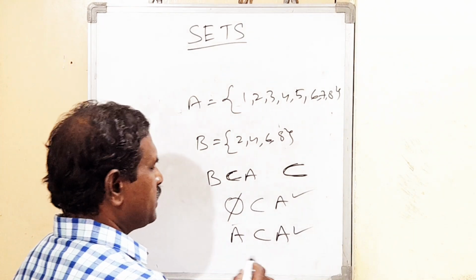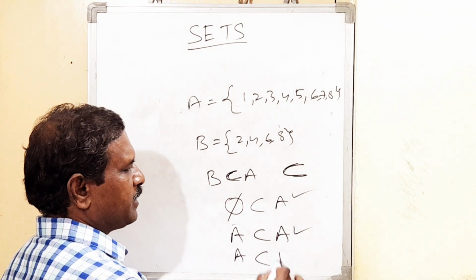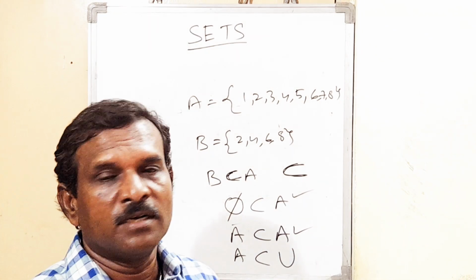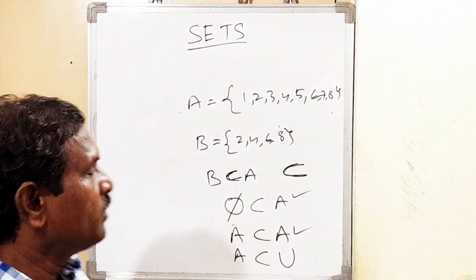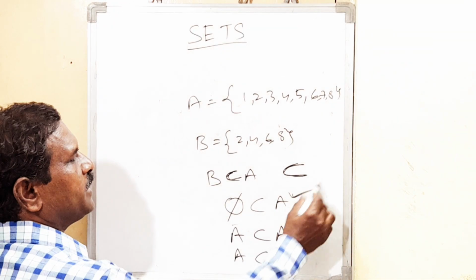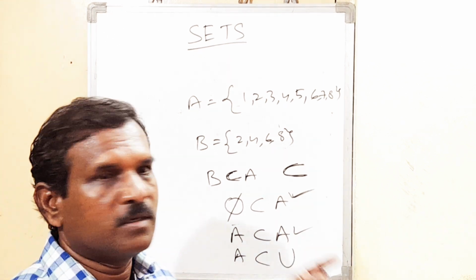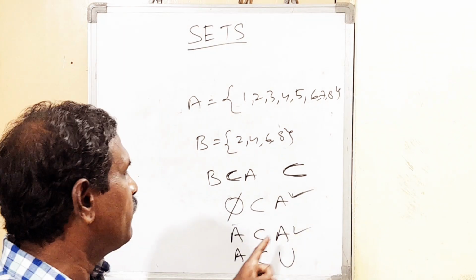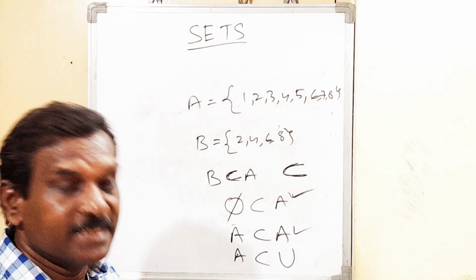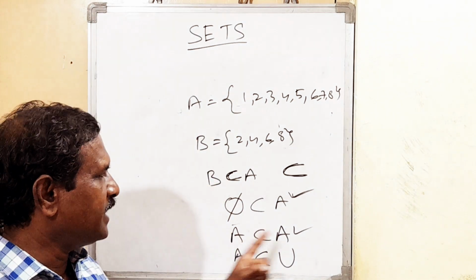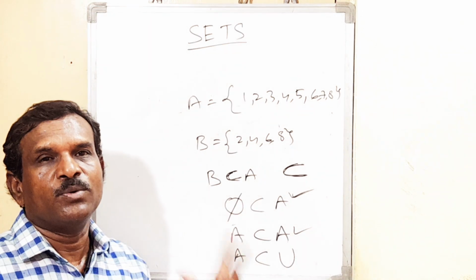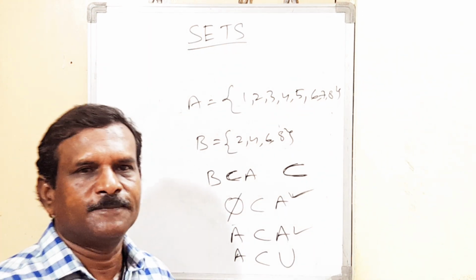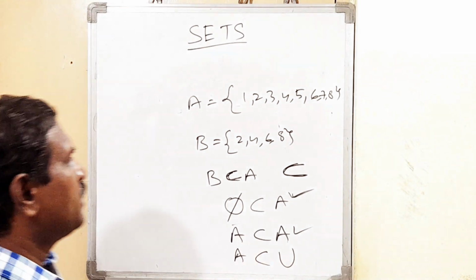And all the sets are subsets of the universal set. If there is a universal set, all these are its subsets. So this is a subset of U. So phi is a subset of all the sets, and phi is a subset of itself also. And every set is a subset of itself, meaning A is a subset of A, and A is a subset of U, that is the universal set. This is about the subset.